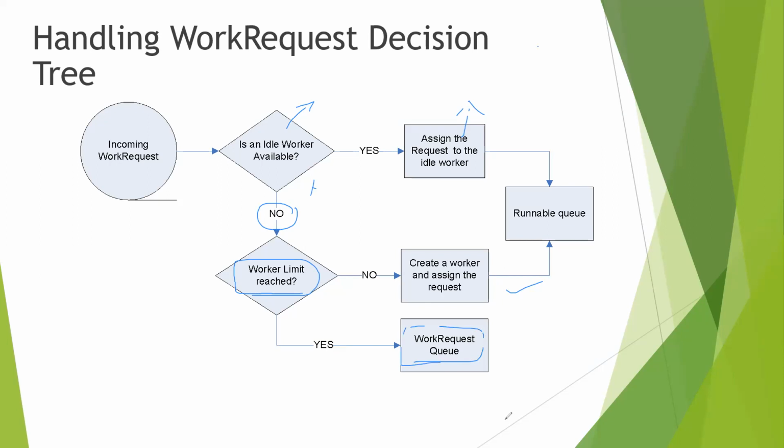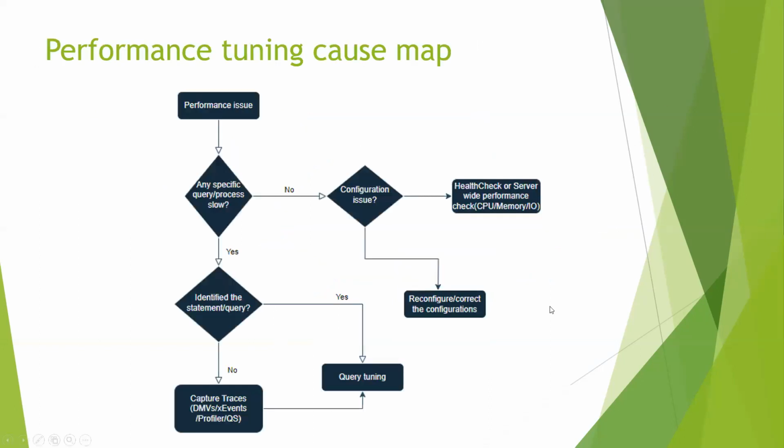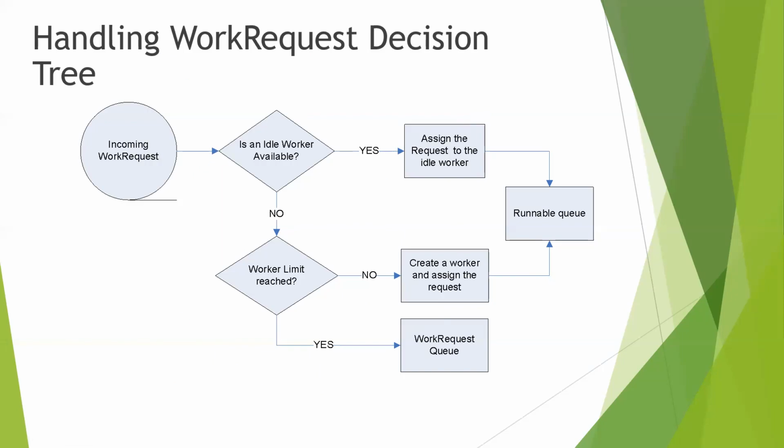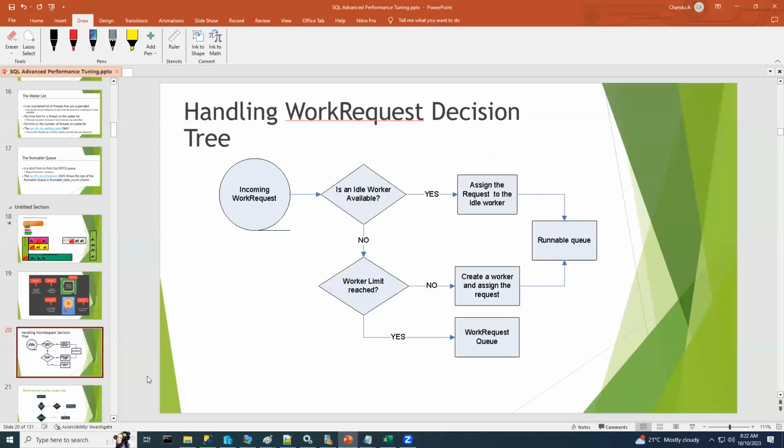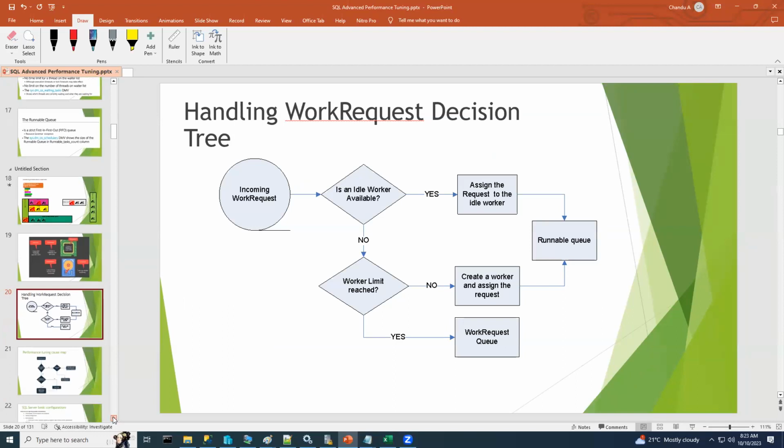The task will be in the queue until a thread is available to take this task and be assigned to it. This is the flow of the thread assignment and the execution. So whatever incoming task comes in, it will be executed by a thread. This is how the thread scheduling works.